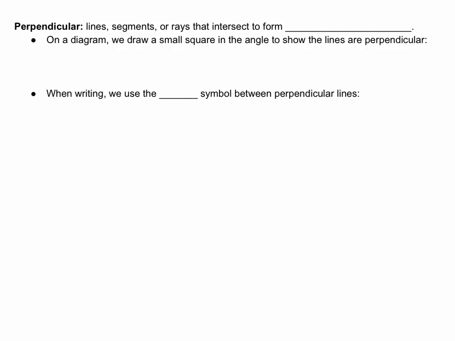So today we're going to learn about perpendicular bisectors. And to start, let's review what it means for two things to be perpendicular. So lines, segments, or rays are perpendicular if they intersect to form right angles.